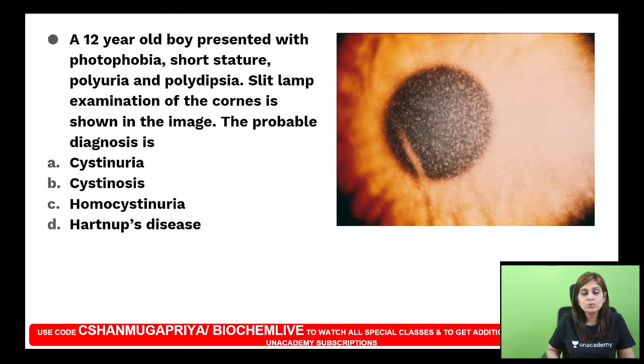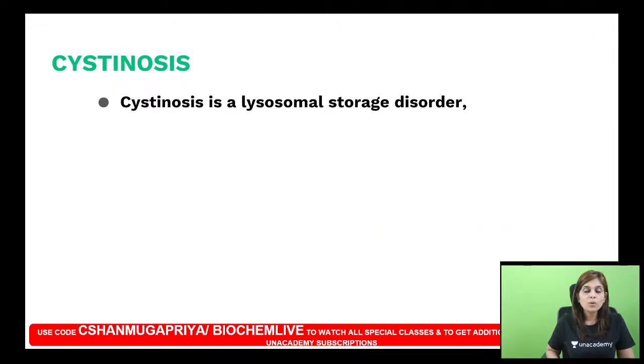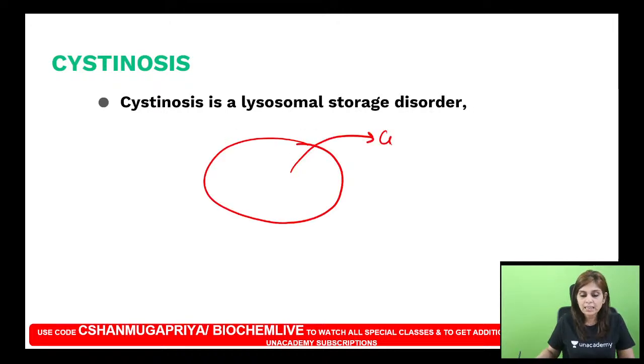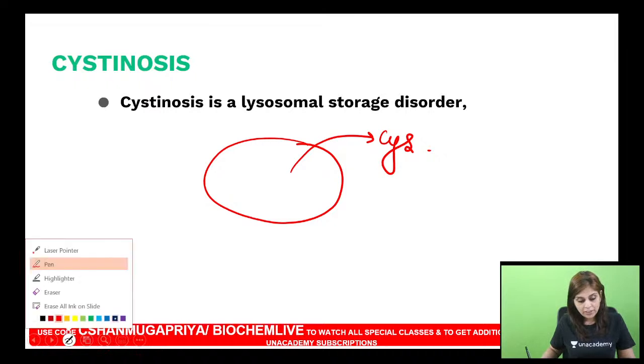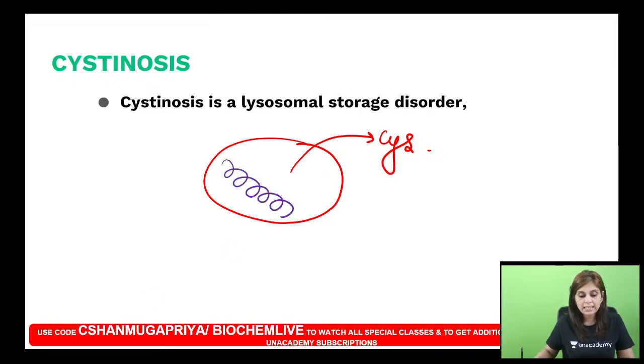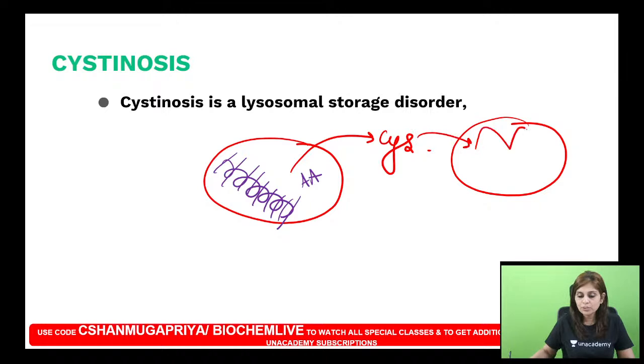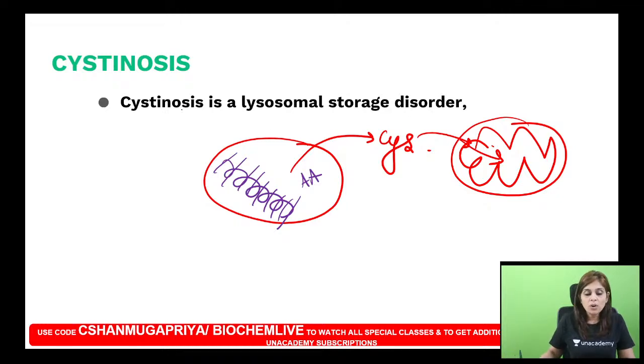So let me tell you all that you need to know about cystinosis. Cystinosis is a lysosomal storage disorder wherein there is defective efflux of cysteine from lysosomes. Whenever a protein's lifespan gets over, these proteins get degraded by proteases within lysosomes to give rise to individual amino acids. Then these individual amino acids come out of lysosomes and get into mitochondria, because only in mitochondria can these amino acids be oxidized.